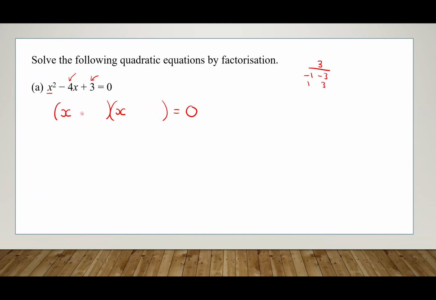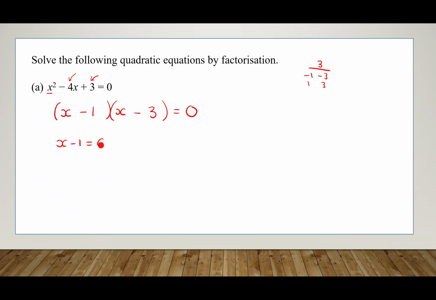So in this case, -1 plus -3 is equal to -4. So these are going to be the numbers that go into my brackets. Now I'm going to solve. Now what I've got here is a bracket times a bracket equaling 0. Now in order for a calculation to equal 0, one of the numbers being multiplied must be equal to 0. So this means that one of the brackets must be equal to 0.